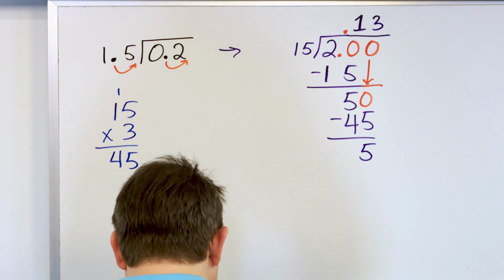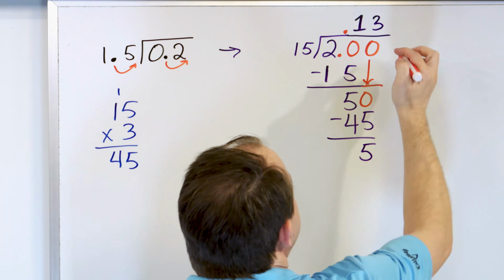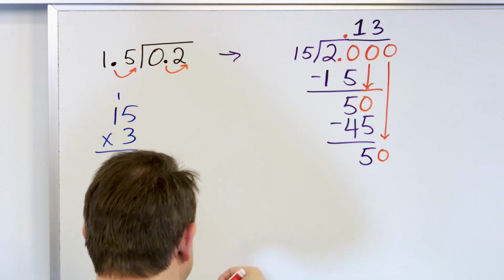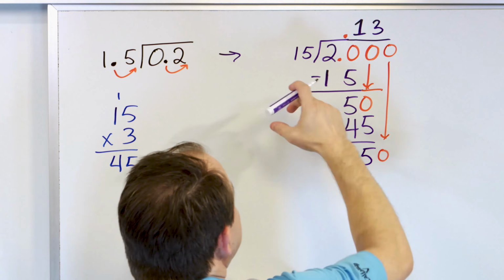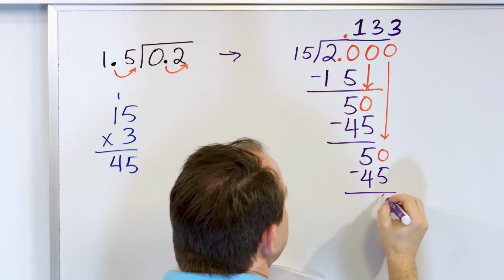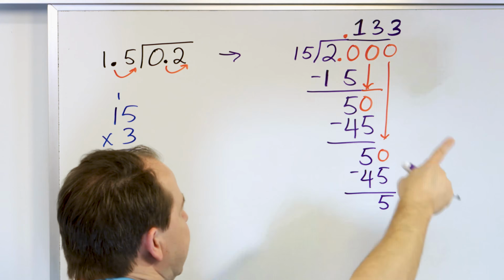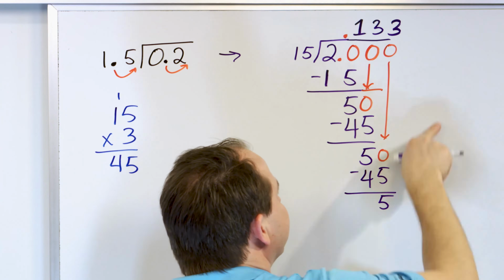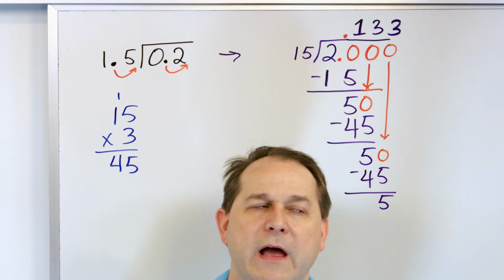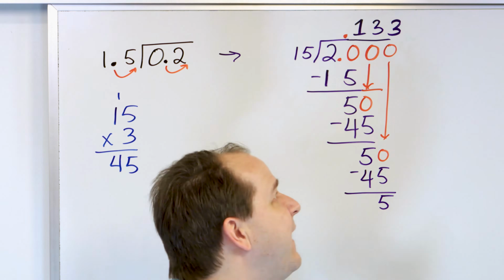If you want to be extra sure, then we can just add another 0 there, bring it down. We get exactly the same thing as before. And you can see that, again, it's going to have to be 15 times 3 is 45. Again, the remainder is 5. So I can keep doing this process of adding zeros and trying again, but I will never get the remainder to be 0. It will just repeat in this fashion.